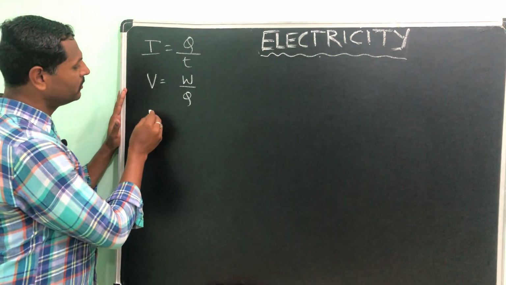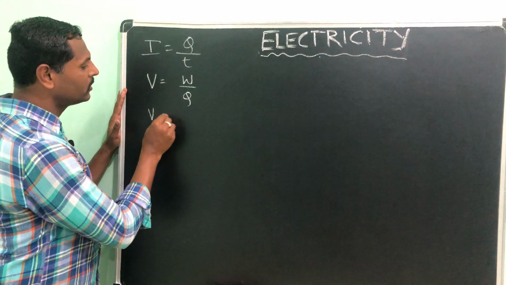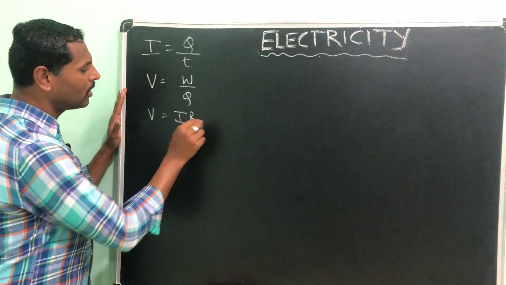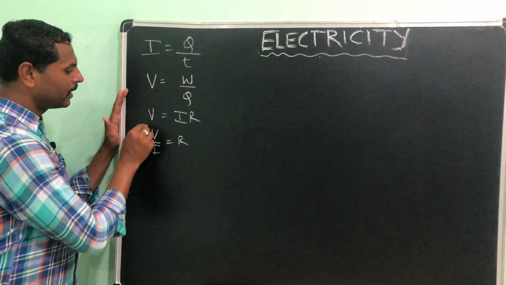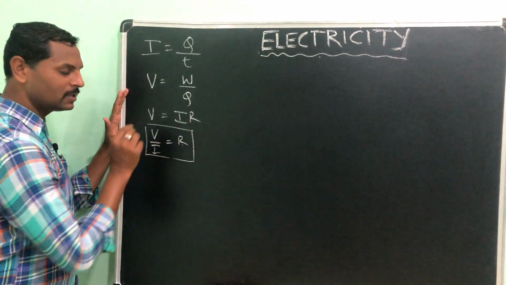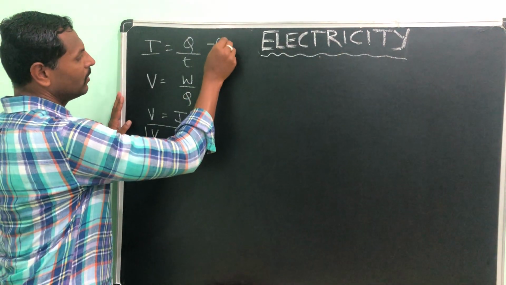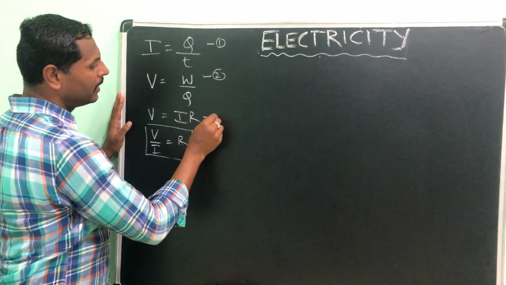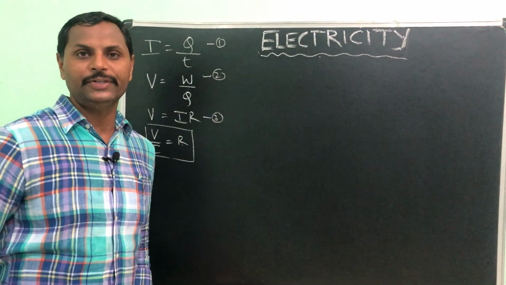And in the first video we discussed Ohm's law, V is equal to I R, or V by I is equal to R, right? This R is constant, as we discussed. So these three formulas, this is the first formula, second formula and third formula, we have discussed in the first video. All right.